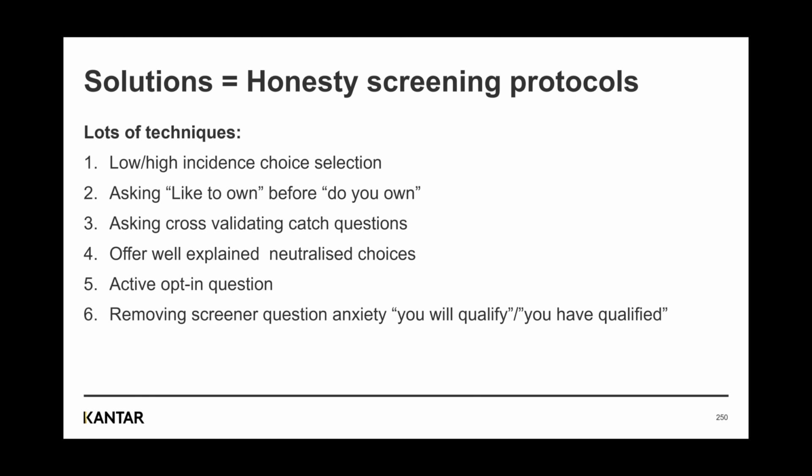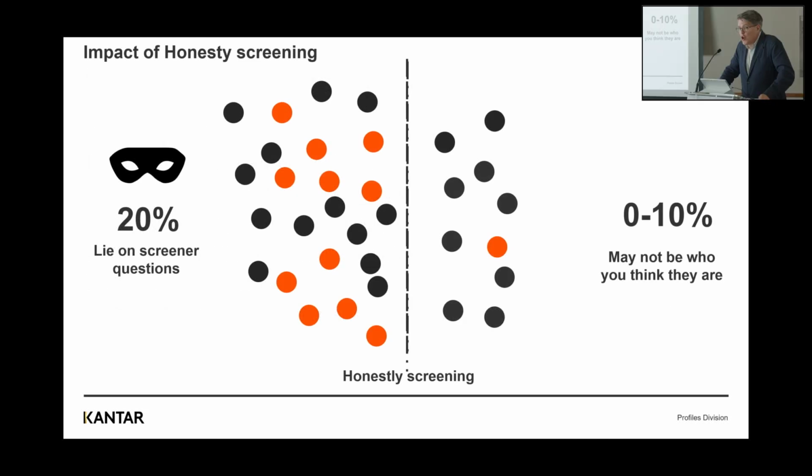Within the survey, there are lots of little techniques you can utilize. I've got a whole presentation on honesty screening protocols if anyone wants to get nerdy about it. A good honesty screening process can leave you with, instead of 50%, maybe anywhere from 0 to 10%, perhaps. It can be quite broad. But that's a tackable problem through better research design.